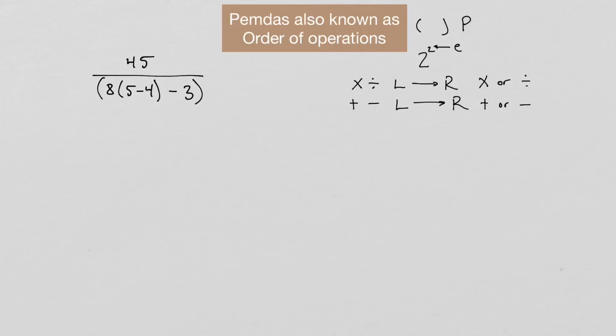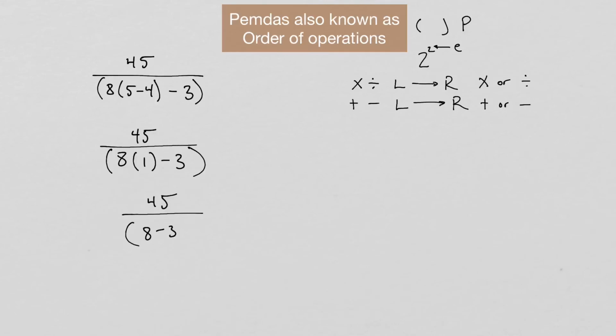So now we have 45 over 8 times 5 minus 4, that gives us 1. Okay, minus 3. So now we have 45 over 8 times 1, which is just 8. So 8 minus 3 equals 5, so we have 45 over 5. 45 over 5 equals 9.